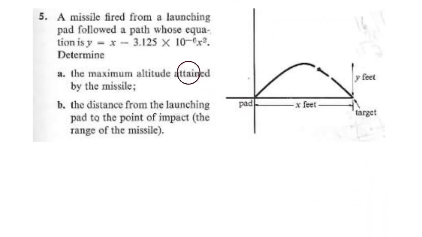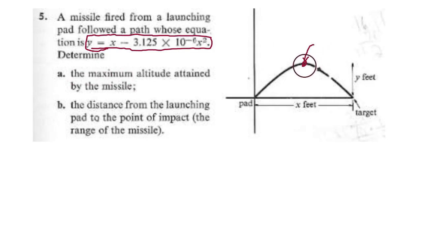Number 5. A missile fired from a launching pad follows a path whose equation is y equals x minus 3.125 times 10 to the negative 6 power x squared. This is a quadratic equation because of the x squared term. Let's find the maximum altitude attained. The maximum value is located at the vertex. The maximum value is the y-coordinate of the vertex.